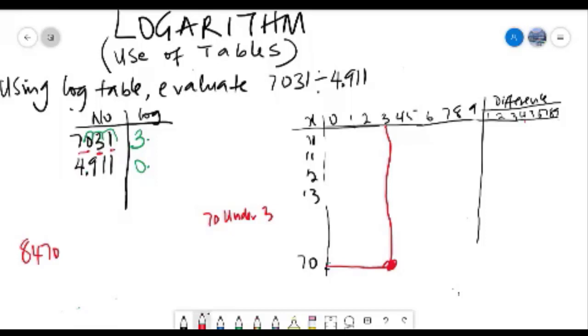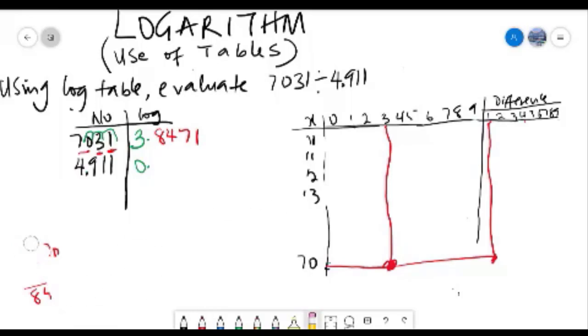There is also a remaining number 1. So you still trace it to difference 1. This is difference 1. So the value here, that would be still under 70, of course. 70 under difference 1 will give you 1. So you add 1 to this. You have 8471. So you come here and put 8471. Alright. If we've done that, I'm sure you're making progress.